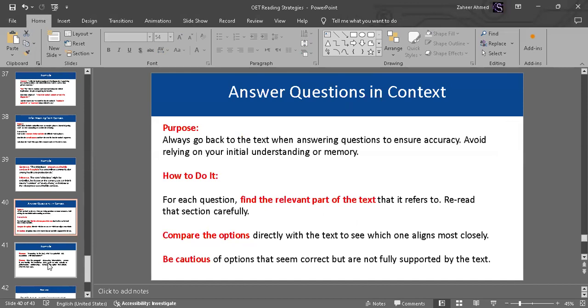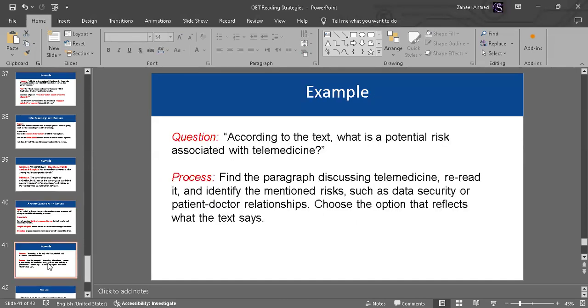Okay. So when you answer the question, as I said earlier, compare the options. Be careful for the words. Sometimes the same words are given in the options and the text, but they are not always the right answer. So if your question says according to the text, it's not about according to the writer. According to the text, what is a potential risk associated with telemedicine?